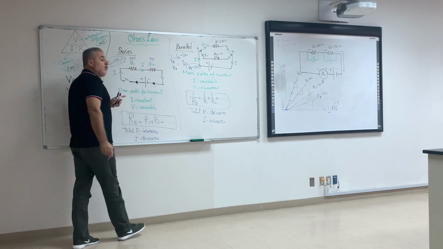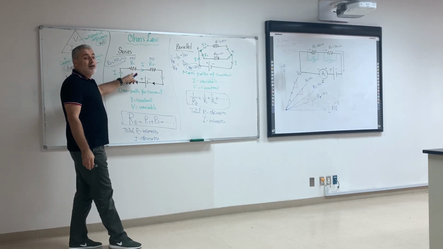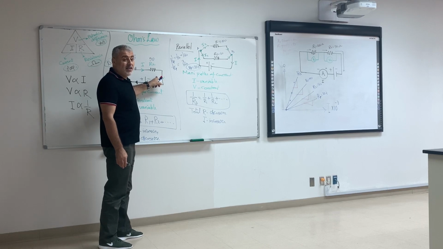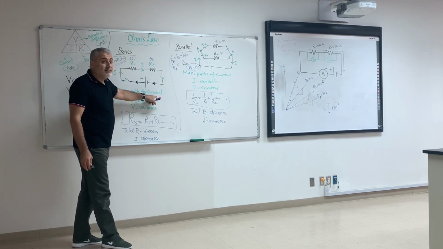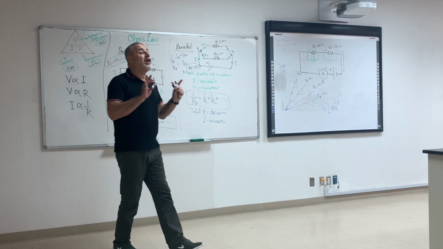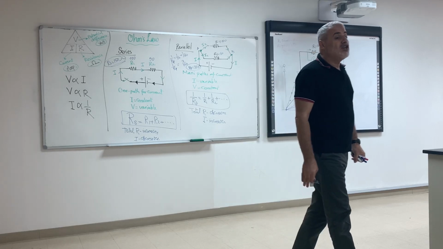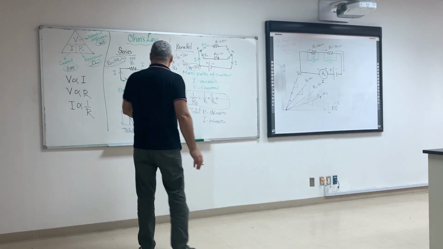Now, gentlemen, we say that the current that passes through R1 is the same current that also passes through R2. So we have only one path for current. Exactly. There is only one way for the current. In other words, there is no branching of current. Is it clear? طيب يا شباب.